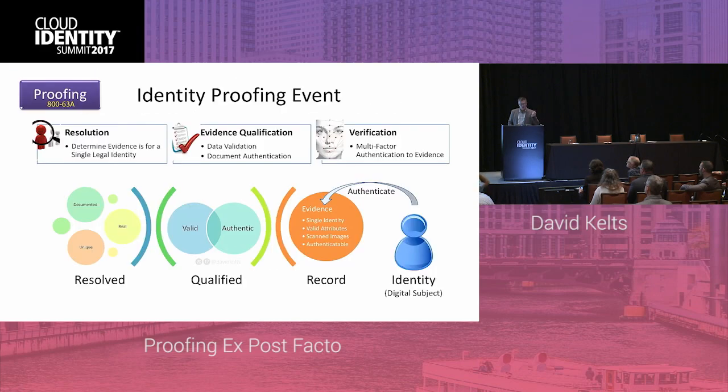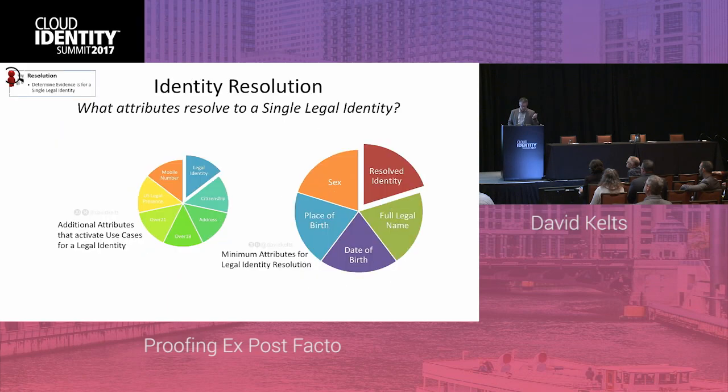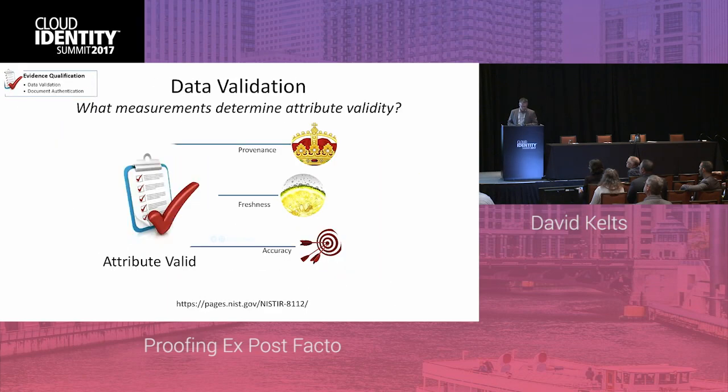Then the evidence qualification part, I clicked the wrong button. Really, I broke this down into two pieces, data validation and document authentication. For data validation, this is really straight from the document that changed my life, NIST, the NISTIR 8112 for attribute metadata, or assurance of attributes. And there's really three concepts here that you're trying to look for, these identity attributes that you have, that you're trying to qualify them in the best way.